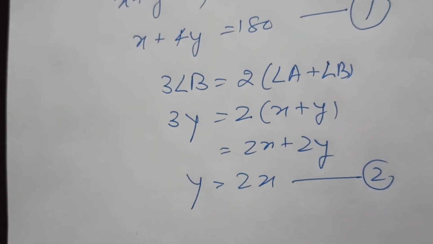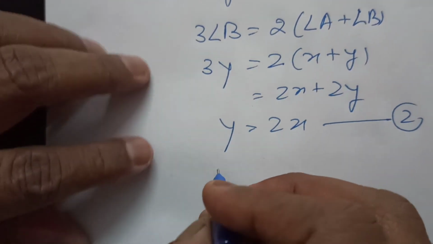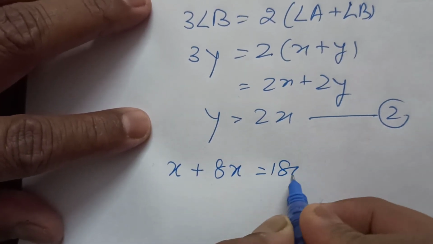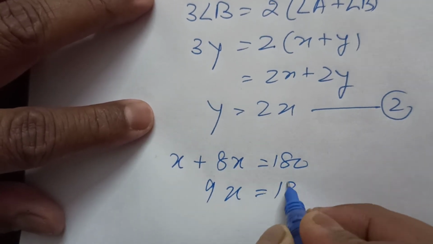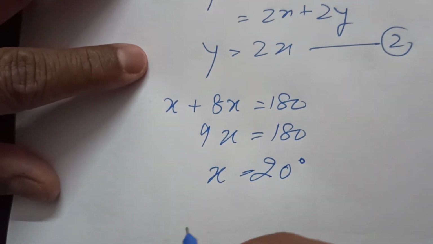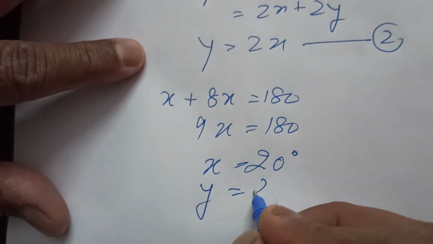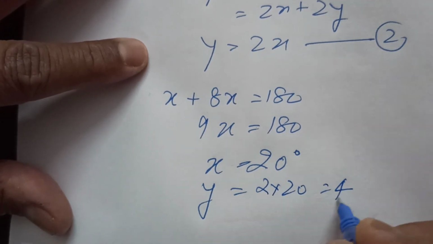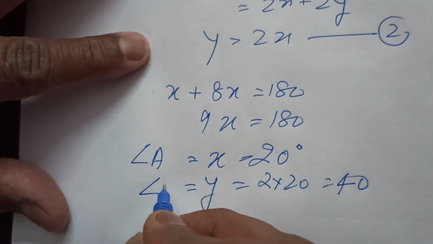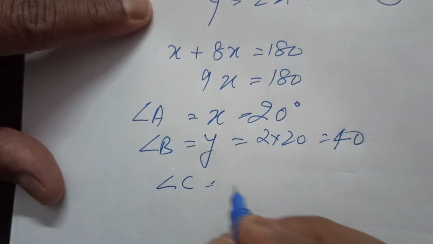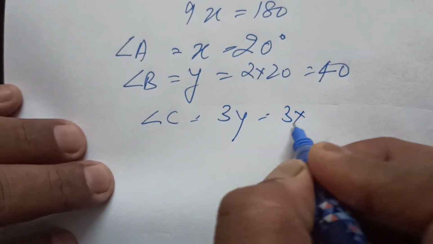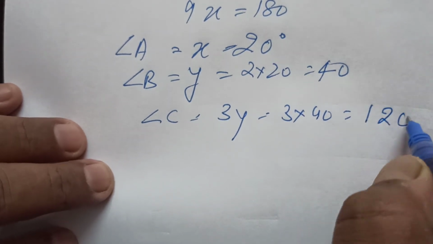Now we can solve equation 1 and 2 by substitution method. So we get x plus 8x is equal to 180, 9x is equal to 180, x is equal to 20 degree. Once you get x as 20, y is equal to 2 into 20, which is 40. So x was our angle A, y was our angle B. Now what about angle C? Angle C is 3y. So that will be 3 into 40, that will be 120 degree.